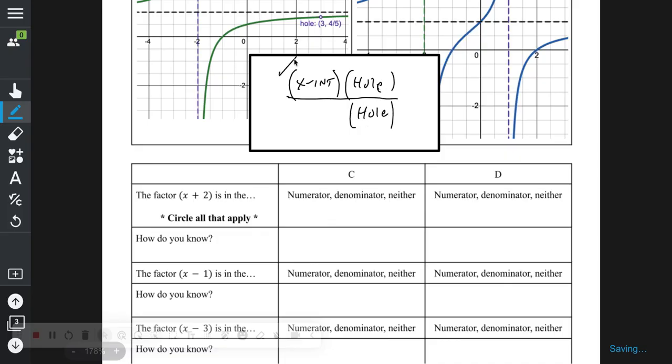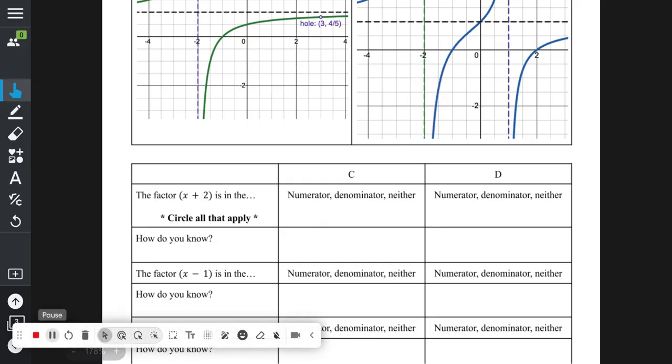If it's unique by itself up top, it's an x-intercept. Down here, it would be a vertical asymptote. But it's the zeros of these factors, the zeros of the roots, that will show up graphically when you graph the equation.